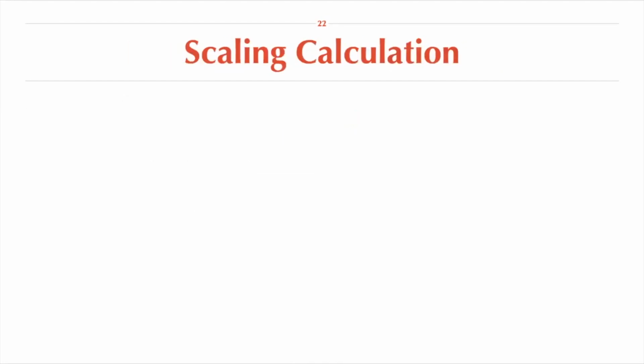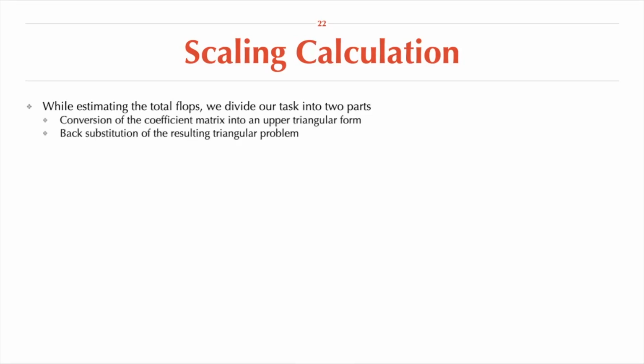Now, a very important part is the scaling calculation. How does the problem scale? For estimating flops, we divide the task into two parts. As I said, Gauss elimination consists of two parts: one is the elimination phase, the other one is the backward substitution. Then if you do all the math carefully, you can show the total number of computations you need for an n cross n matrix. This is the worst case.